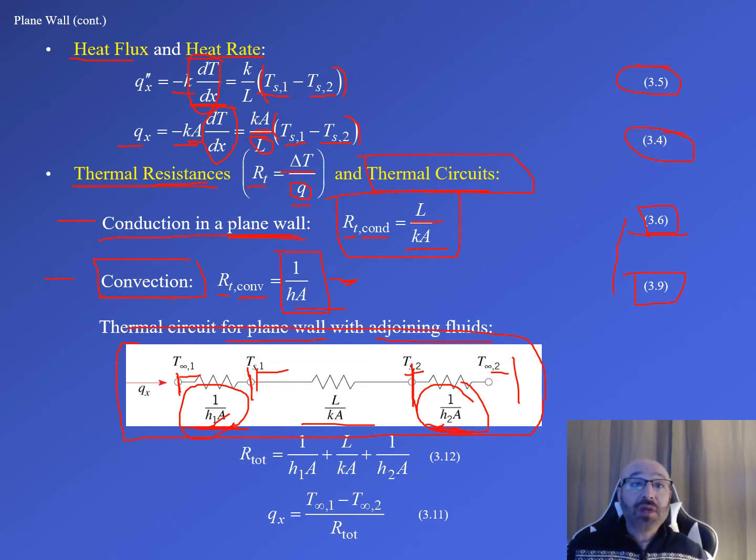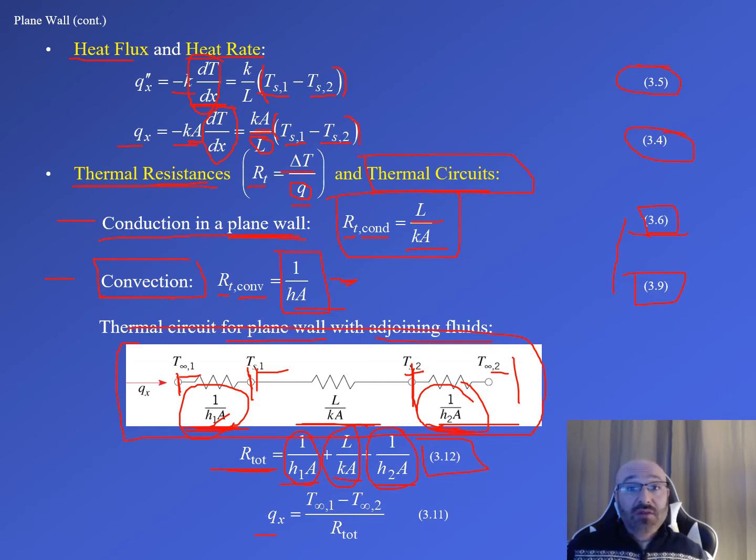From that information, we can say our total thermal resistance is going to be the sum of all these internal thermal resistances. So I can add up 1 over h1A plus L over kA plus 1 over h2A, where this is my convection on the left side, conduction through the wall, and convection on the right side. This comes from equation 3.12 in our textbook, and similarly we can solve for our q sub x, our heat rate.